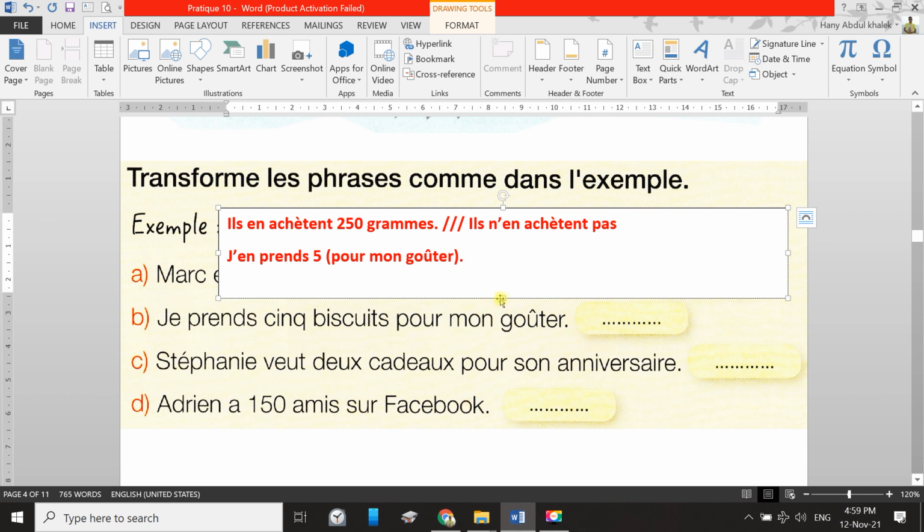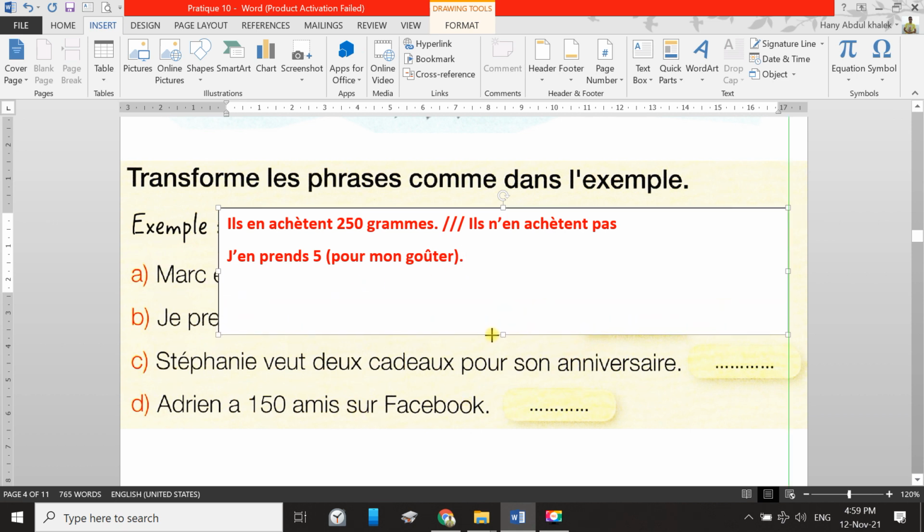Type here. Let's take letter C. Stephan veut 2 cadeaux. Okay, so here il en veut.